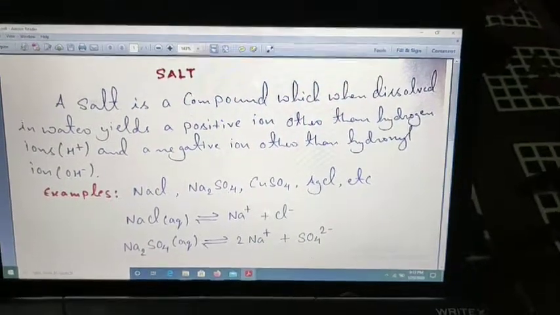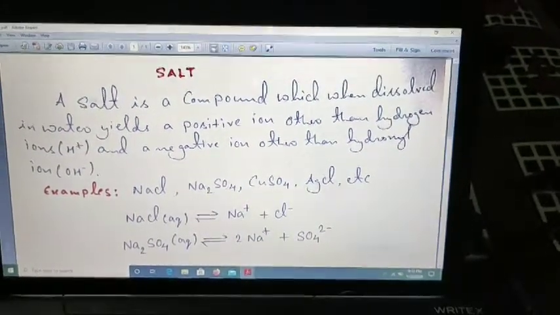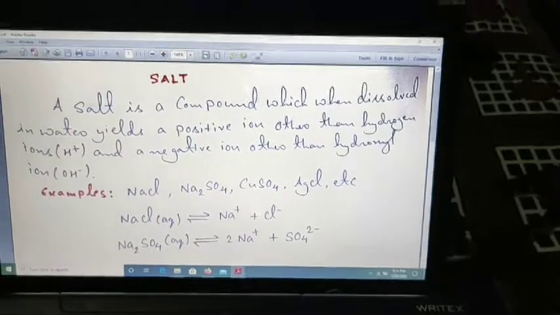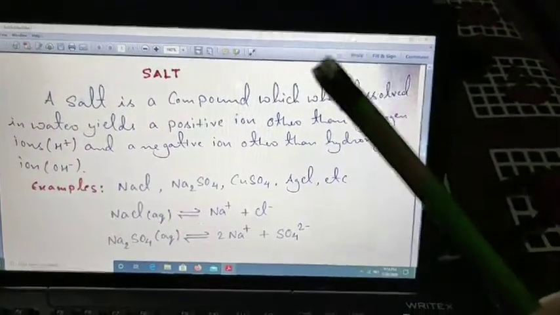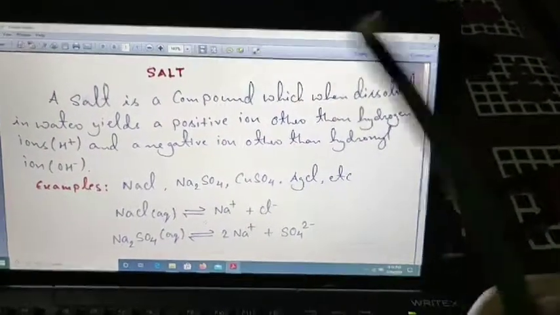Hello class. In our last class we discussed bases and we completed the topic. Now we are left with the last topic of the chapter, acids, bases and salts: salt.